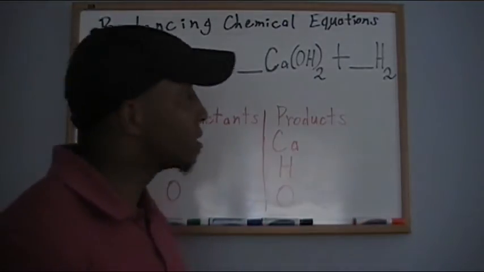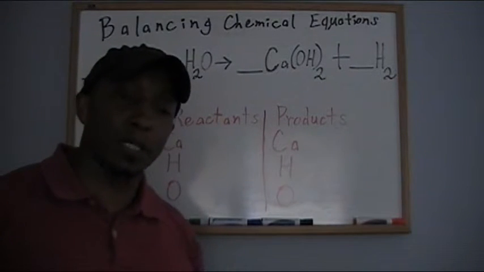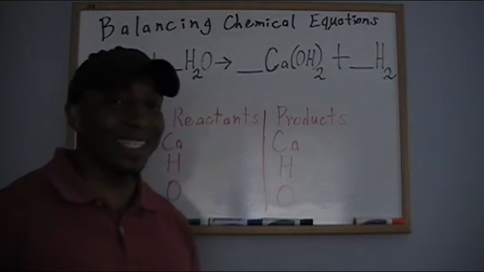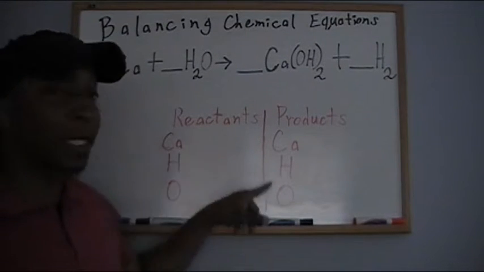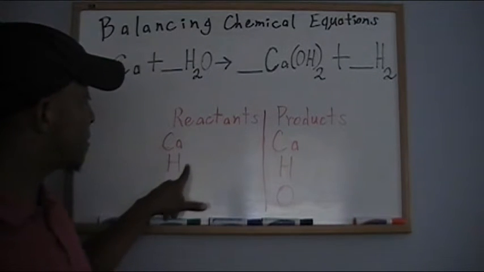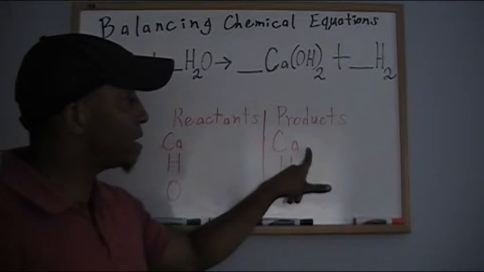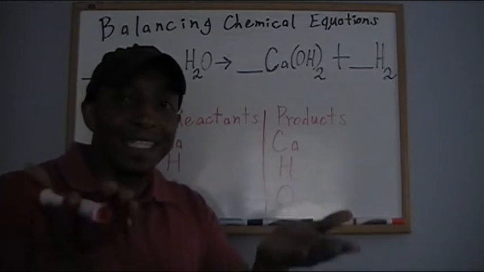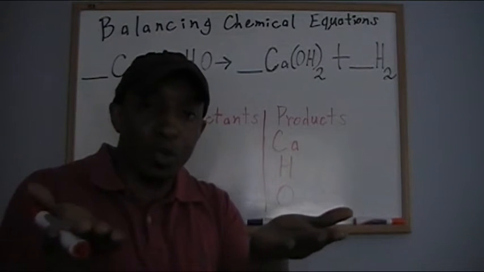And let's begin. Like we said in our other videos, when we say balancing chemical equations, all we are doing is making sure we have the same number of elements on each side. So I listed my elements for my reactant side and for our product side. We have Ca, calcium, H, hydrogen, O, oxygen on our reactant side, and on our product side we have calcium, hydrogen, and oxygen.